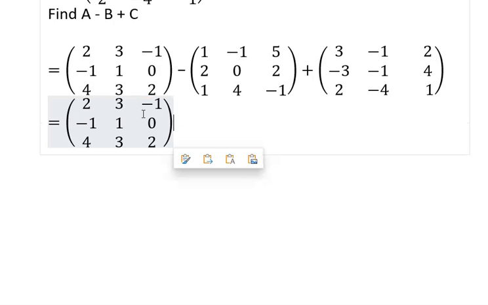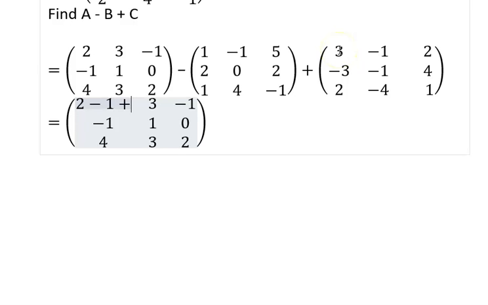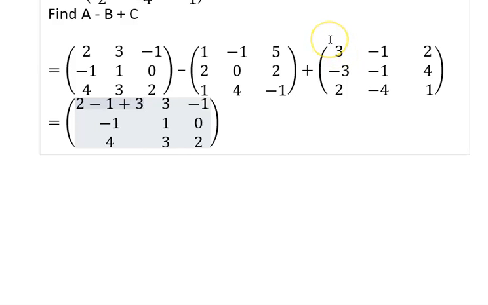Awesome. Be careful with those signs because we have a whole lot here now. Let's go. 2 minus 1 plus 3. 2 minus 1 plus 3.